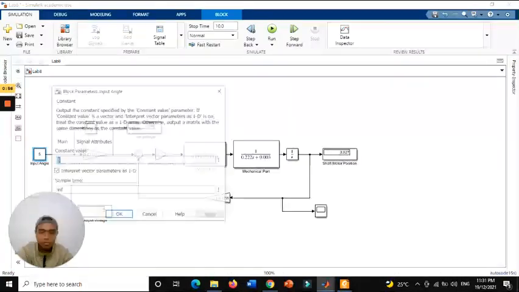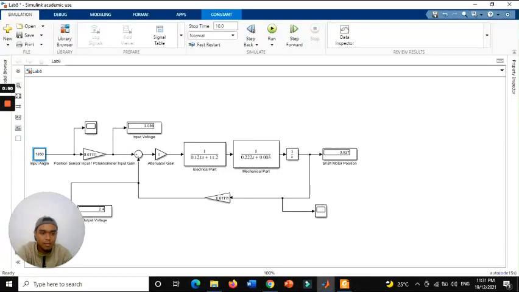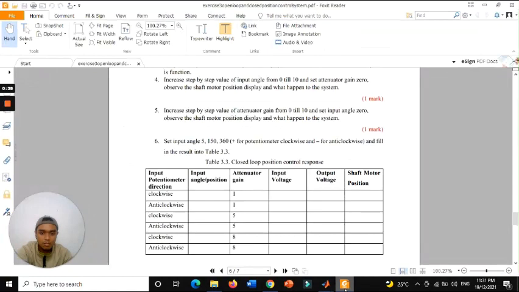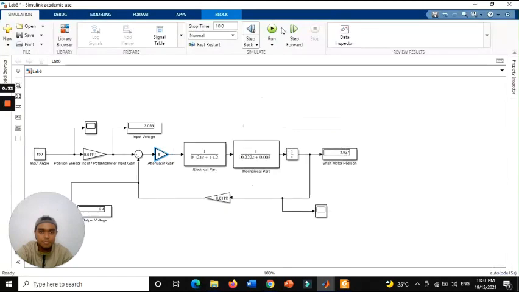Then we change this to 150, and attenuator gain is 5. And we get 138.5 for the shaft motor position. Okay, this step will be repeated for 360, and for anti-clockwise we have to put the negative. Okay, that's all for me.